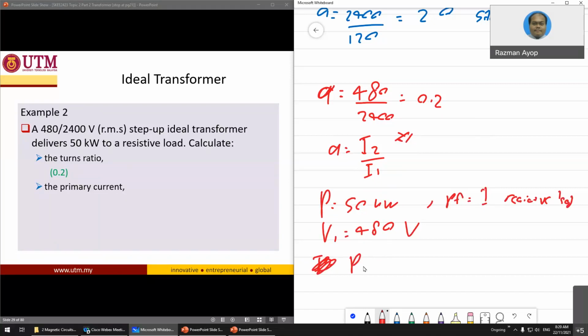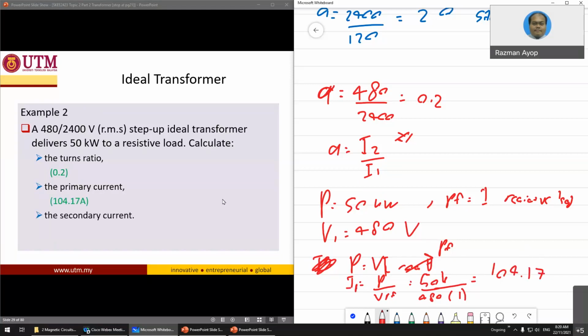Recall that P equals V I cos theta, where cos theta is just the PF. So I equals P divided by V times PF. P is 50K divided by 480 divided by the power factor of 1. So you get the primary current equal to 104.17.